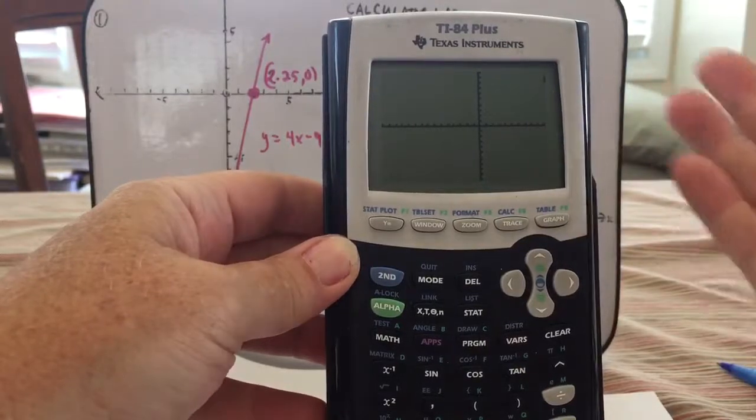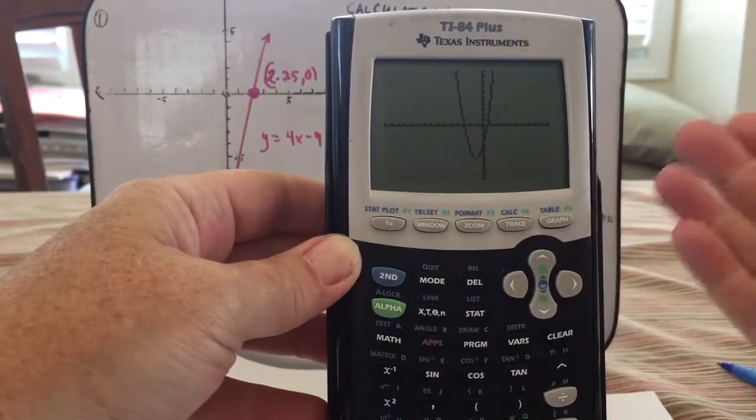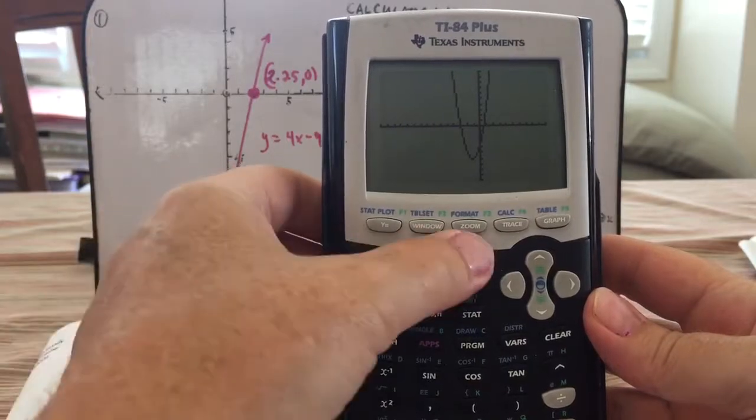Okay, so we had this off center, which again, it's not a problem. I'm just showing you how to do it. We go back to the zoom.